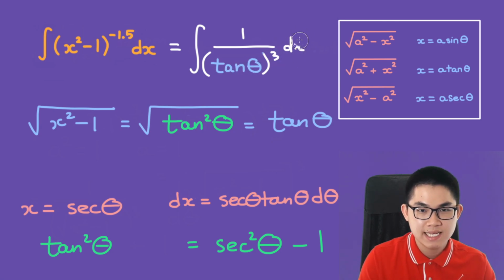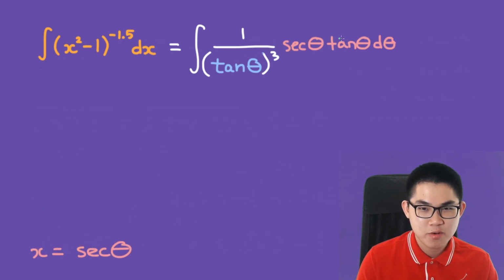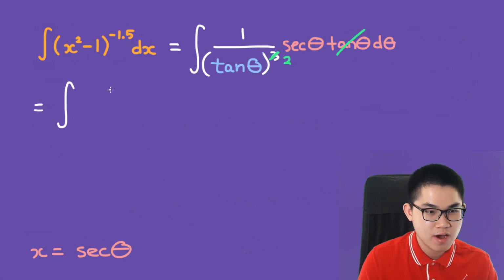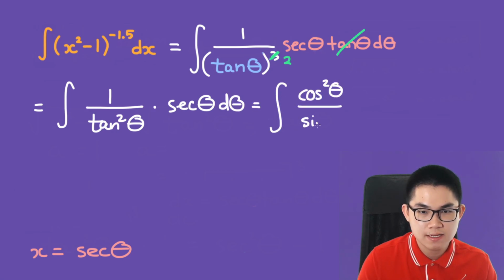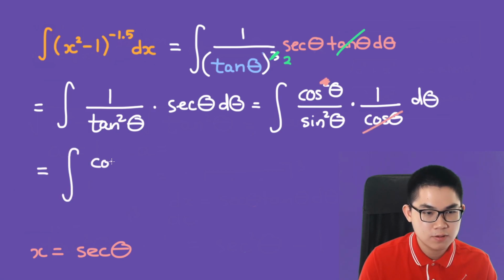We also need to replace dx, and dx is secant tan d theta. Here we have a tan, so the tan will cancel out with this, so the number will no longer be a 3, but it will be a 2. We have the integral of 1 over tan to the power of 2 times secant d theta. So this will be cosine to the power of 2 over sine to the power of 2, and secant is 1 over cosine. This cosine will cancel out with this. We have cosine over sine squared d theta.